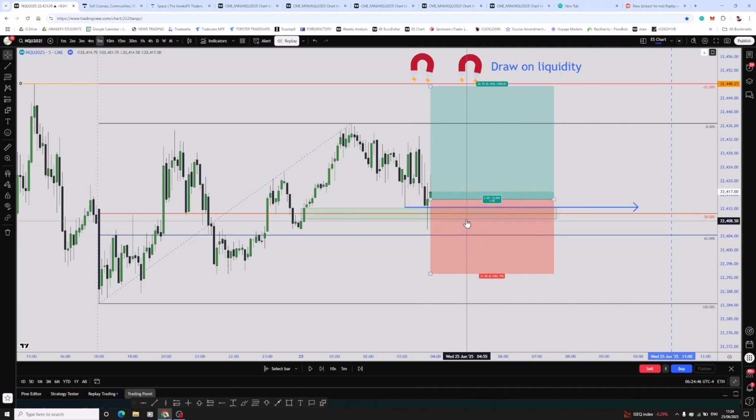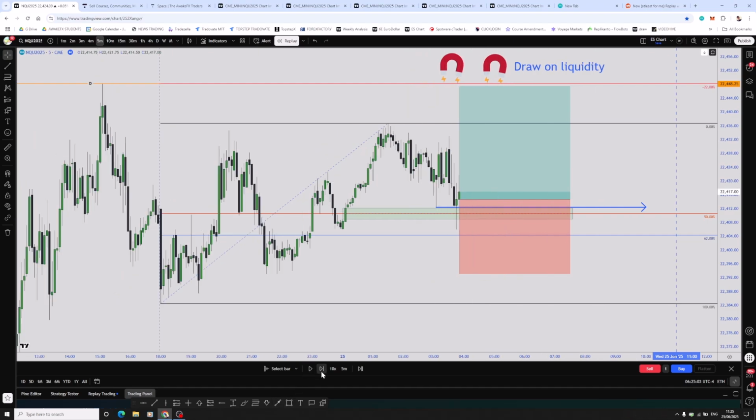We can see the reaction. We can see this wick down. We can see the nice close above that 50% level. We can see this 5-minute fair value gap holding. It's all systems go. So let's see what happened. We move forward. Price lifted up from that area. It did come back and retest that 50% level again.